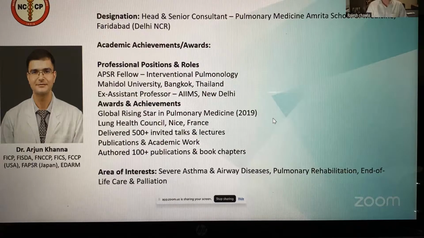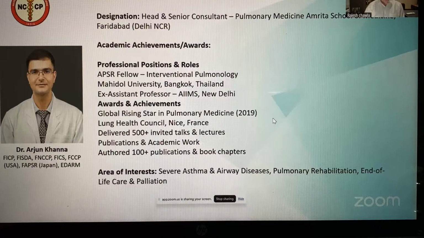Both of them are eminent pulmonologists and intensivists. Dr. Arjun Khanna is head and senior consultant in the pulmonary medicine department, Amrita School of Medicine, Faridabad. He is a very well-known pulmonologist and very good clinician. He has done an APSR fellowship in interventional pulmonology from Mahidol University, Bangkok, Thailand. He was an assistant professor in All India Institute of Medical Sciences. He has achieved a lot of awards and has received a Global Rising Star in Pulmonary Medicine from the Lung Health Council, Nice, France, delivered more than 500 lectures and has more than 100 publications.